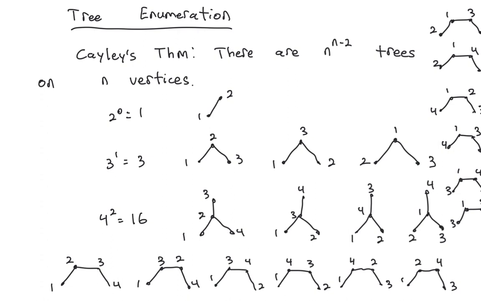Now when n equals 4, we got 4 squared, which is 16. And so there are 16 possible such trees, and I've tried to draw them all. There's 4 that have a unique vertex of degree 3, and then there are 12 possible paths.